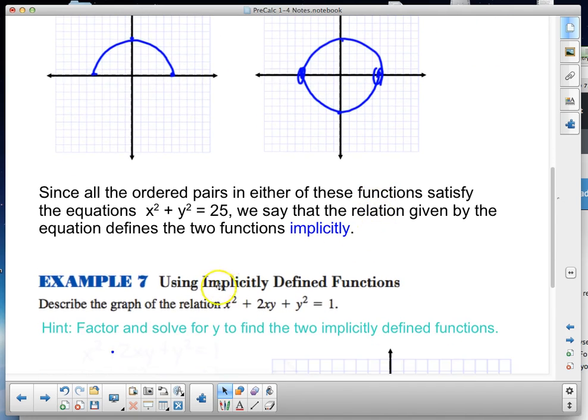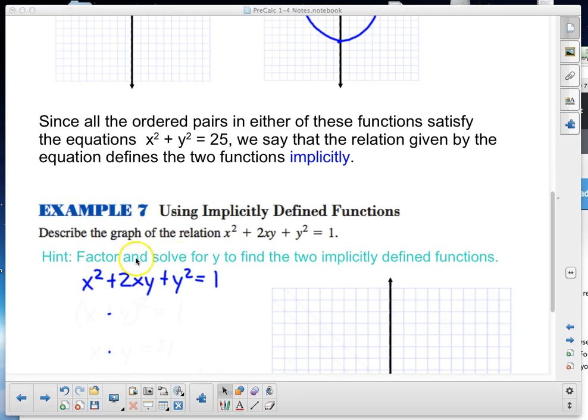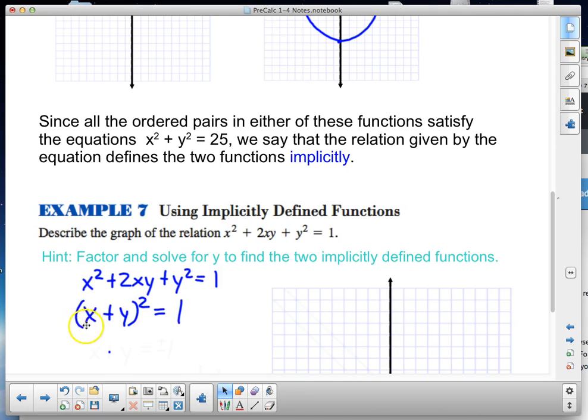Okay, so now, using implicitly defined functions, describe the graph of the relation here. Now, we've got this hint: factor and solve for y. Well, this is an x squared, this is a y squared. I'm going for (x plus y) squared. Okay, so we got that. Let's just double check. x times x is x squared, xy, and xy again, so it's 2xy, and y squared. So that's what we'd get if we actually factored our original equation.